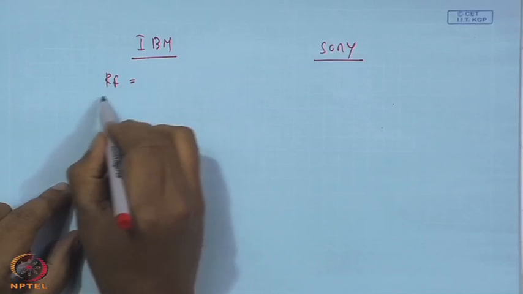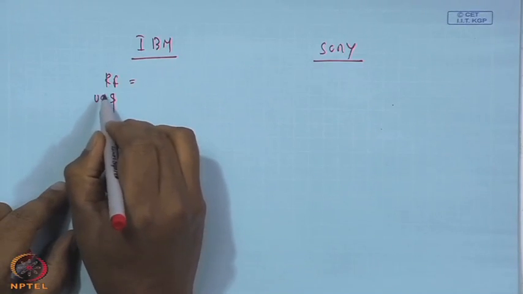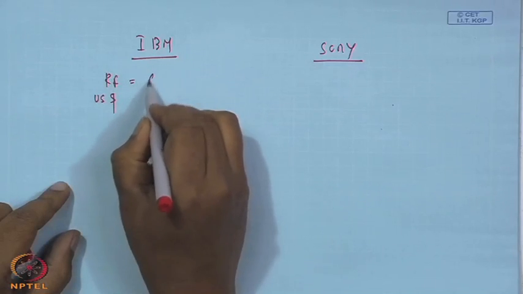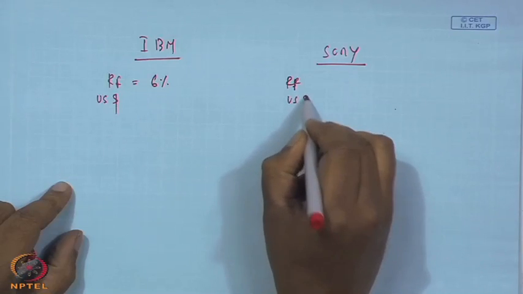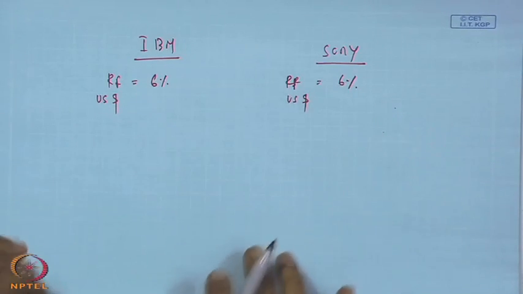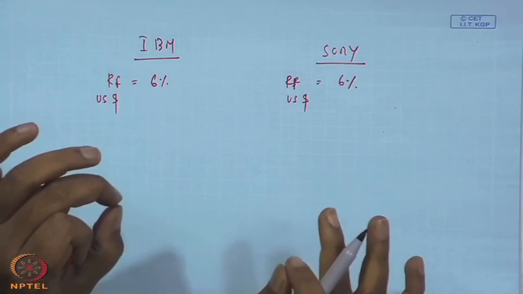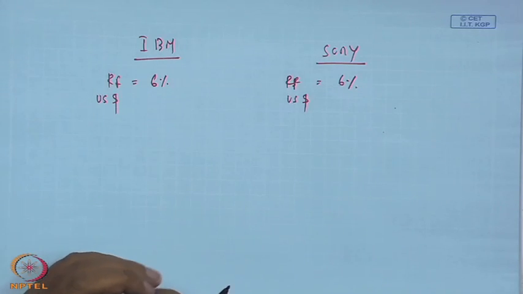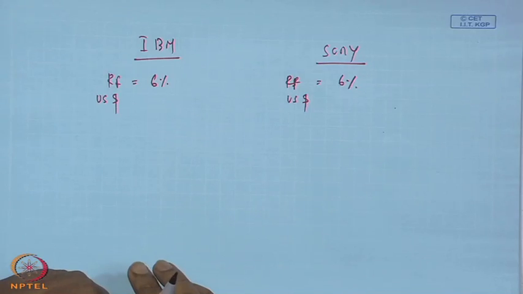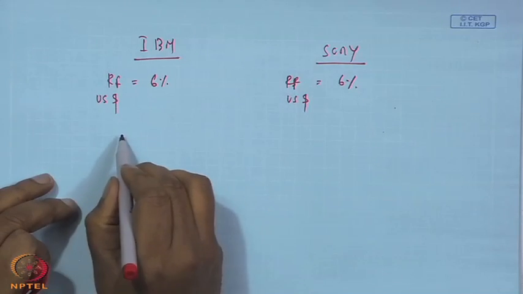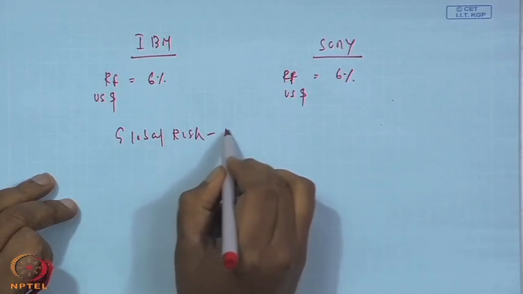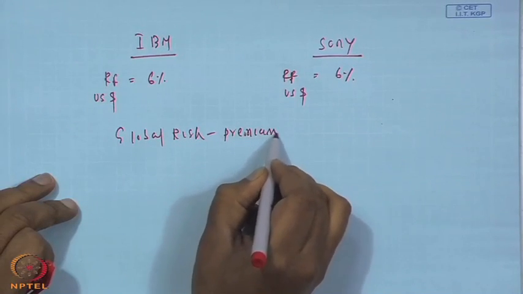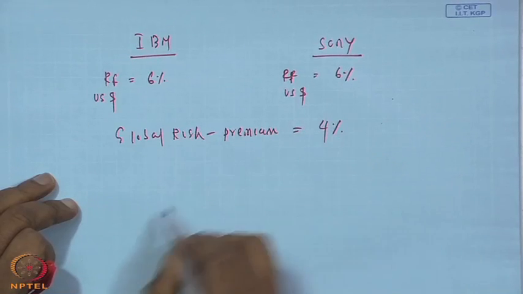So, what is given to us: the risk free interest rate in US dollar is 6%. This will be the same for Sony and the same for IBM, at 6%. It means the US dollar risk free interest rate, that is, the particular risk free interest rate of US dollar, is 6%. Then we are given the risk premium, the global risk premium, which at present is 4% in US dollar.